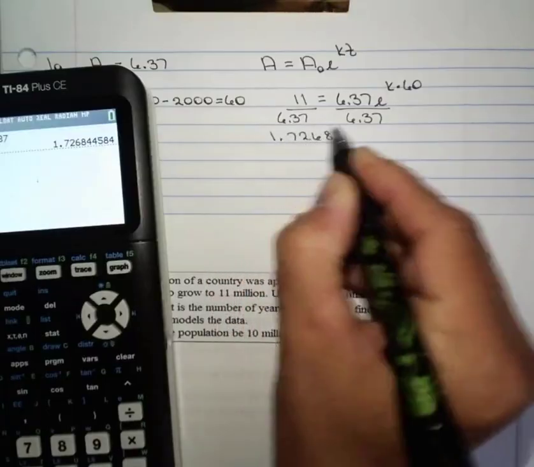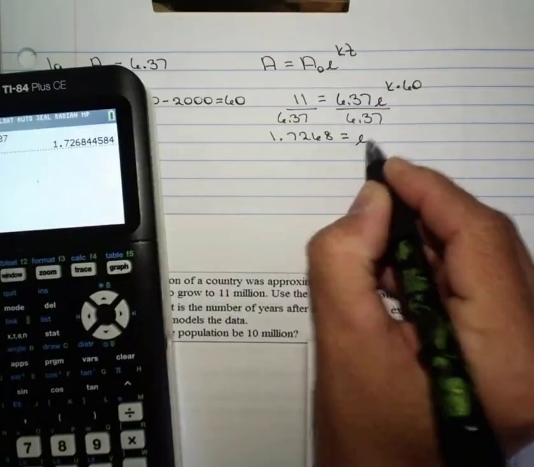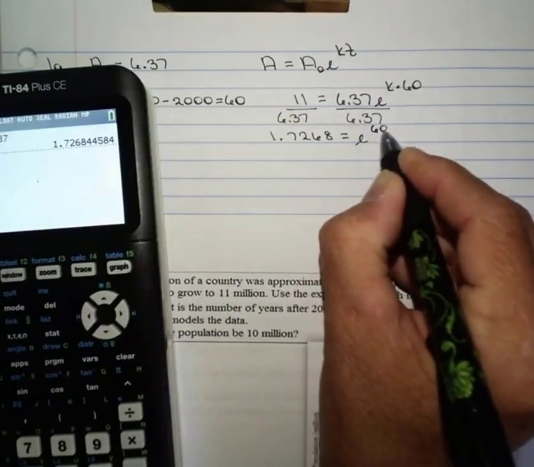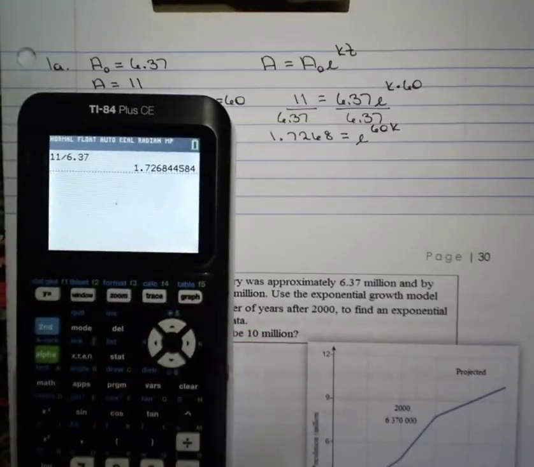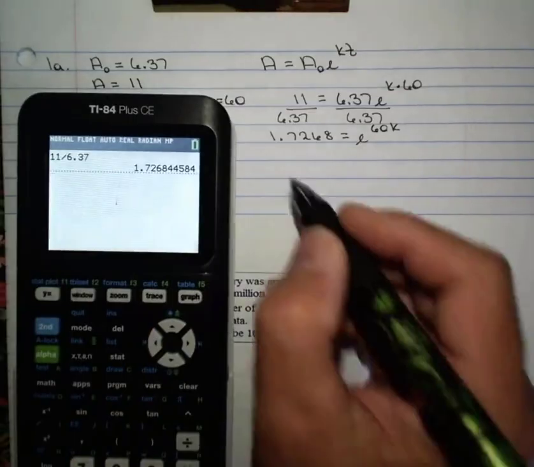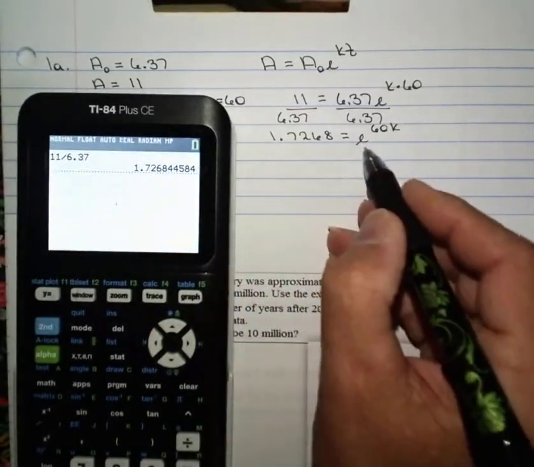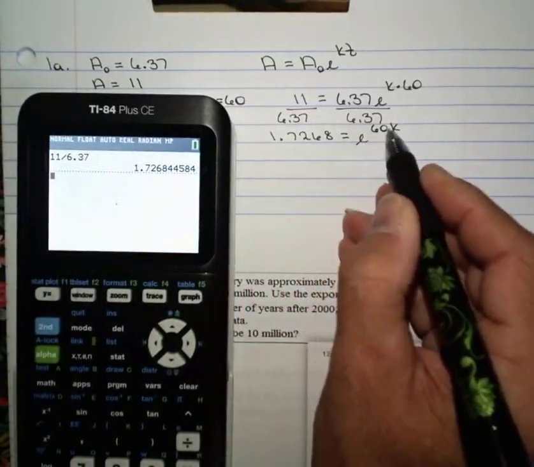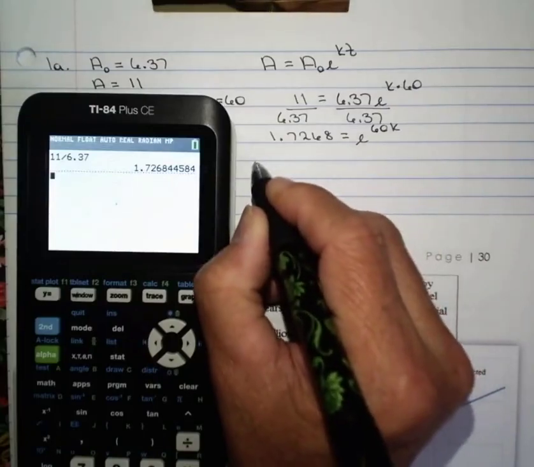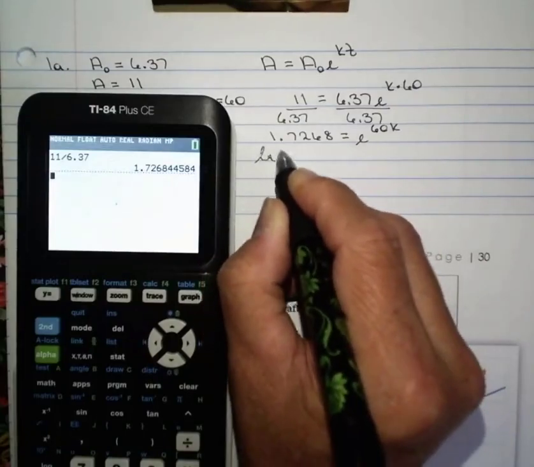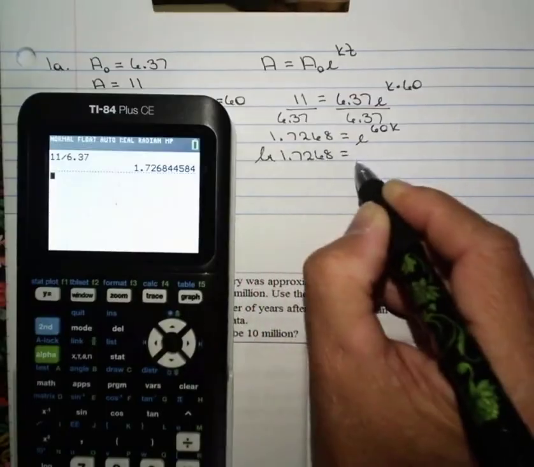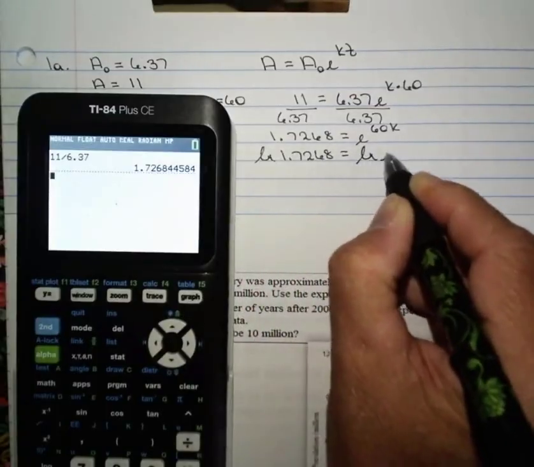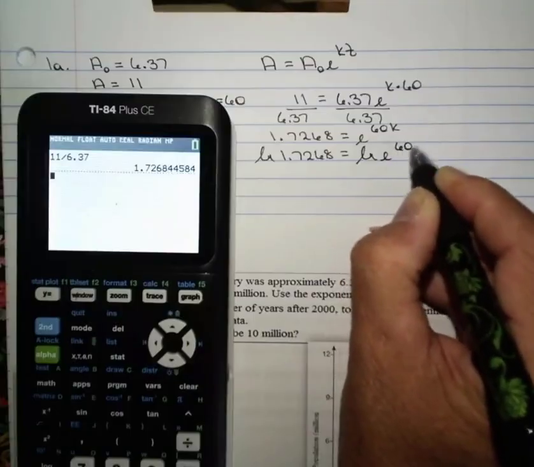1.7268, and that's equal to e to the power of, and let's reverse those and say 60k, because that's the way we're used to looking at our variables, with the variable listed last. Now, I'm going to solve this by taking the natural log of both sides. I picked the natural log because I have e raised to a power. So this is really the natural log of 1.7268, and that would equal the natural log of e raised to the 60k.